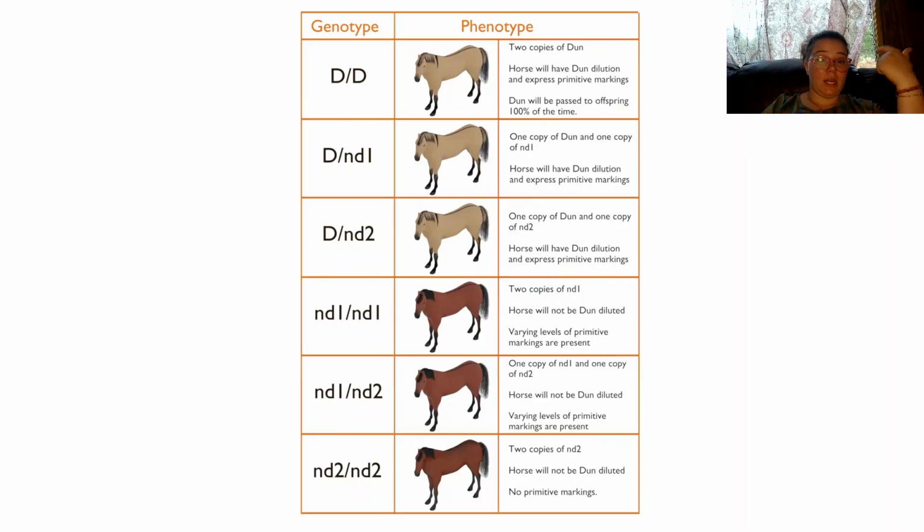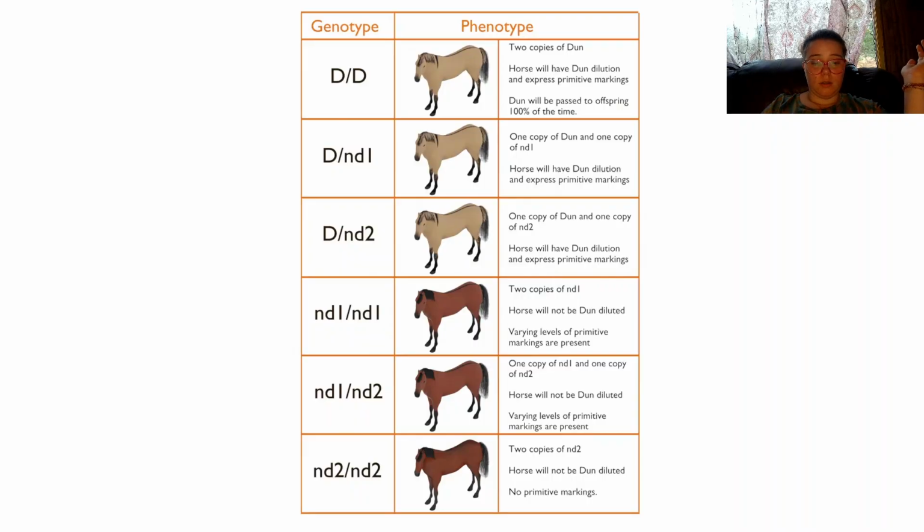If you've got a D and an ND1, you will express both. You won't pass it on 100% of the time, because you can pass either. But, okay, cool. And then ND2, same thing, has an ND1. Dun dilutions express primitive markings. As you can see, it looks like the big D is dominant. When big D's there, everyone's a dun. What happens with the ND1, ND2 stuff?